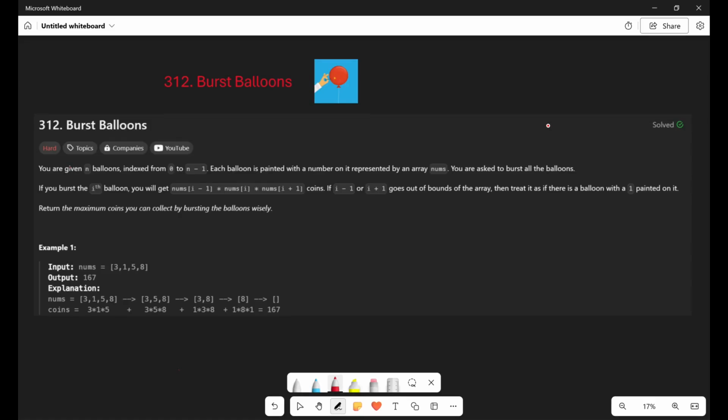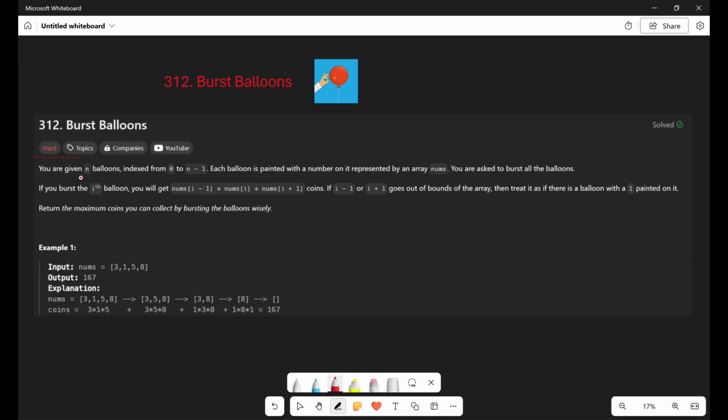In this video, we are going to solve a very interesting dynamic programming problem called burst balloons. Now, this problem is marked hard, and we do need a couple of hints to get to the optimal solution here.